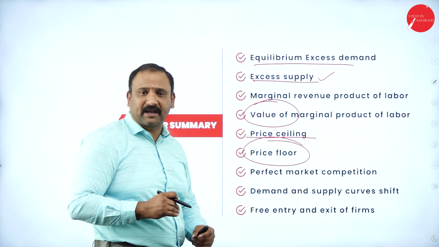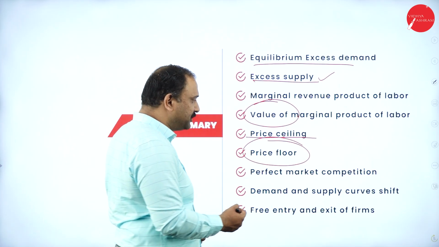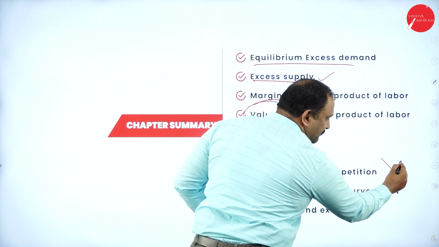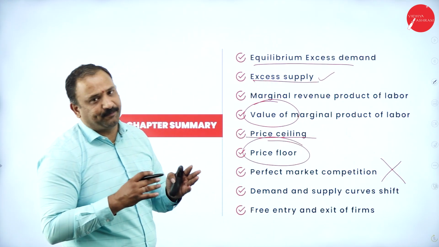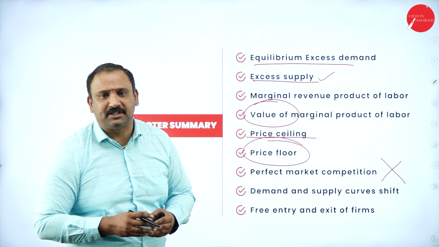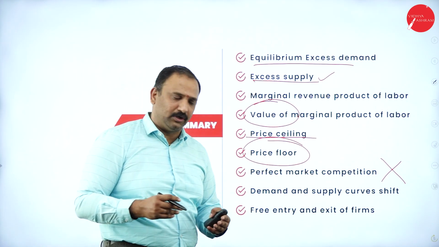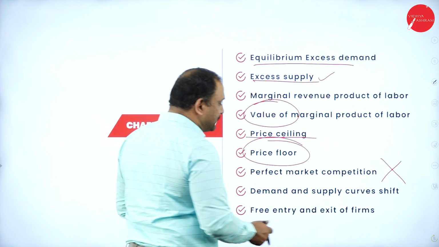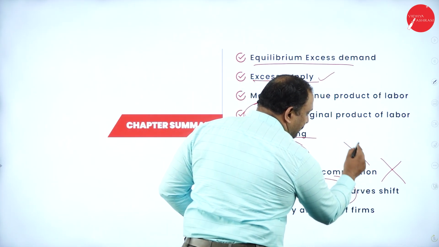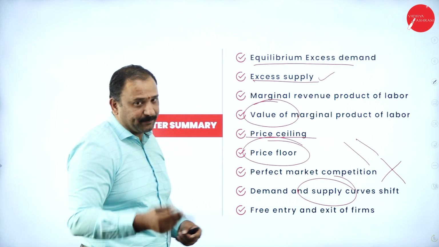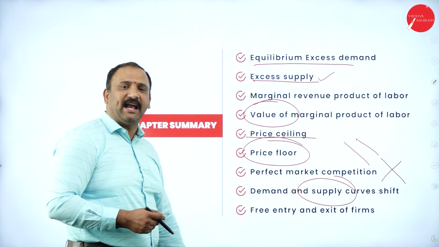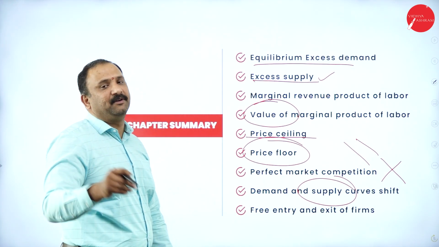Followed by perfect market competition, as we were talking about it, the supply and demand curve meeting each other, at a point at which the price remains stagnant and we don't see any kind of movements altogether. Followed by the demand and supply curve shifts, which are very, very important that we are talking about. It depends on the values here. Free entry and exit of firms, that is very, very important.